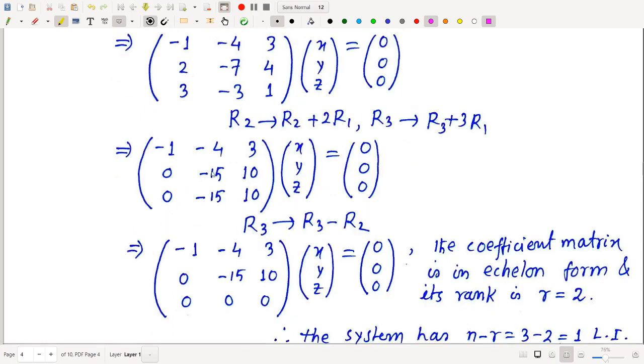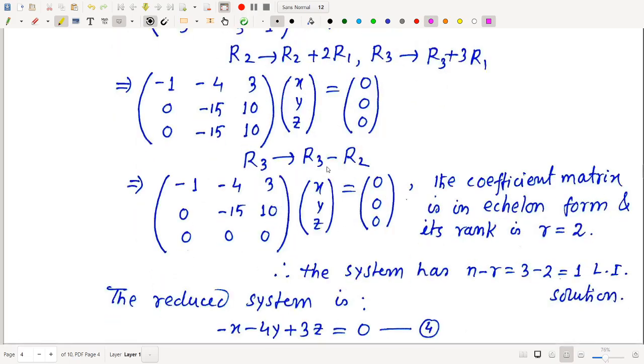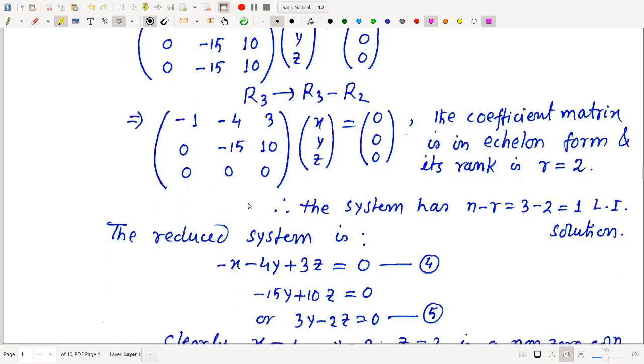Now this is not in echelon form. So if I subtract R2 from R3, then you get this to be 0, which means echelon form will be coming. So R3 changes to R3 minus R2, the third row changes to third row minus second row, and we get this. So this coefficient matrix is now in echelon form and its rank is 2, r equal to 2 here, as 2 rows are non-zero.